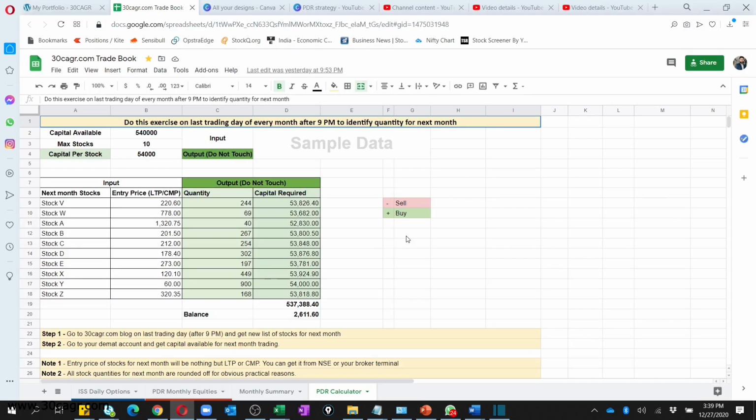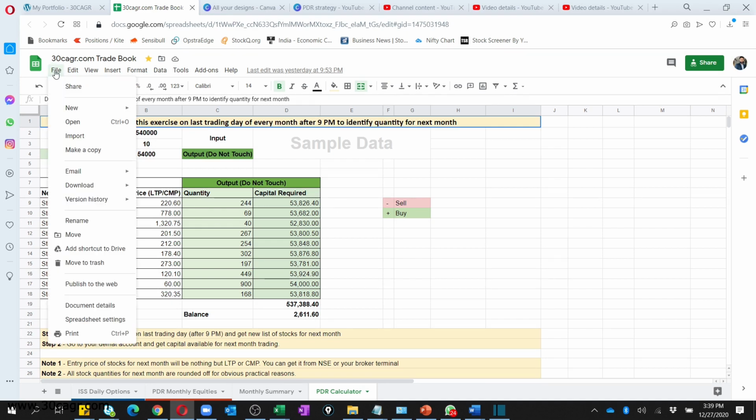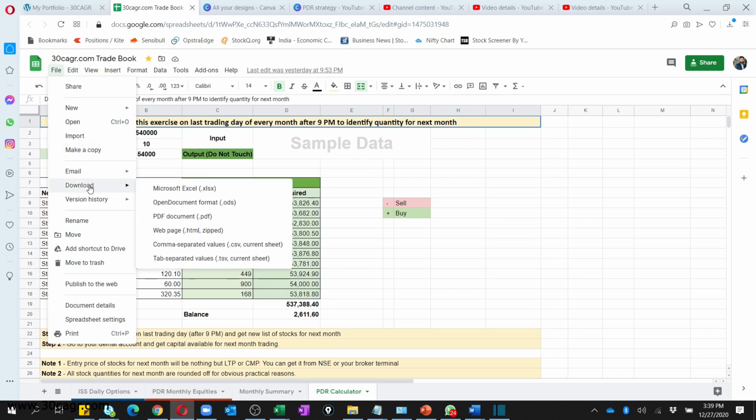And please remember, if you want to do all this calculation using this spreadsheet, then you have to first download a copy of it. You can do that by clicking on File, which is there at top left, and in that you find an option to download a copy. So just hover your mouse onto the download option and hit on Microsoft Excel. This downloads a version of this calculator, and then you can use this on your local laptop or computer.